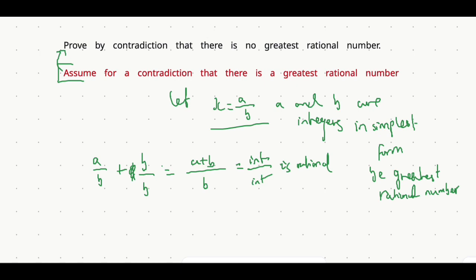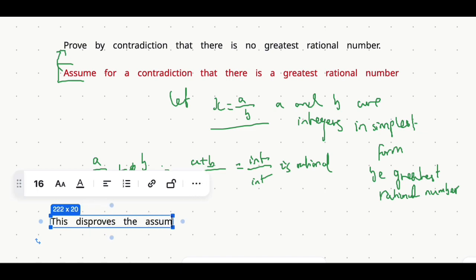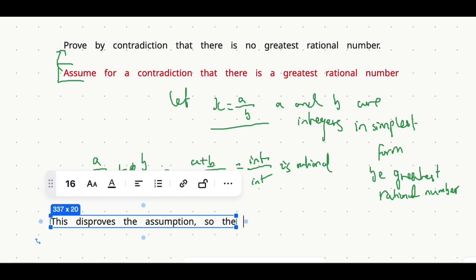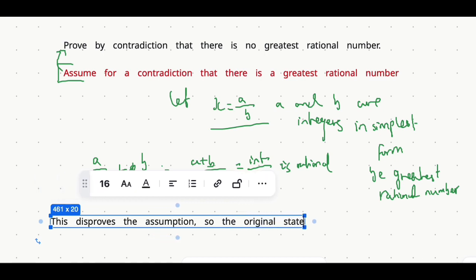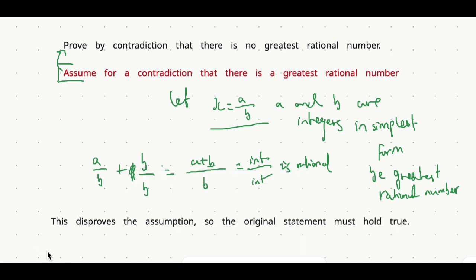So your final statement would be, this disproves the assumption. So the original statement must hold true. If you wanted to sound fancy, you could say this contradiction disproves the assumption, so the original conjecture must hold true, but yeah, no point in writing that. This is everything you need to do for this question.